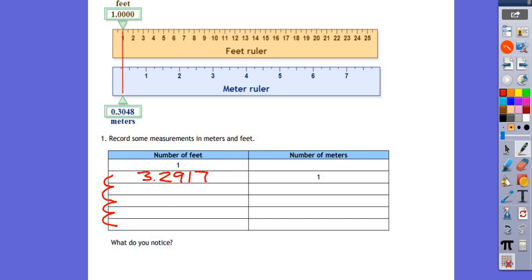So right here where it says, what do you notice? What did we notice? It's proportional.